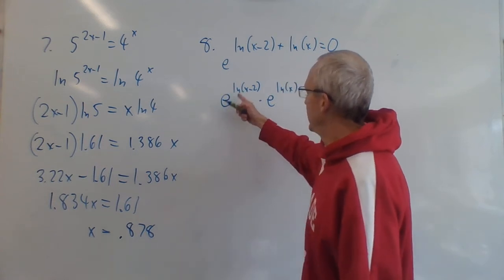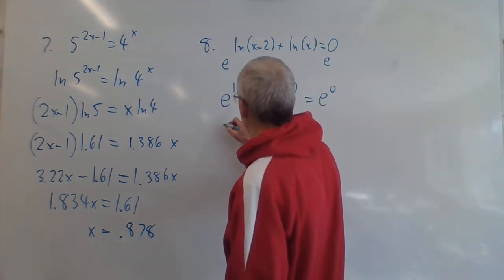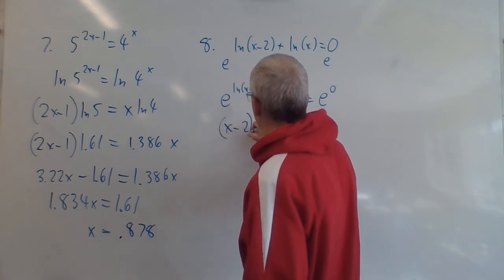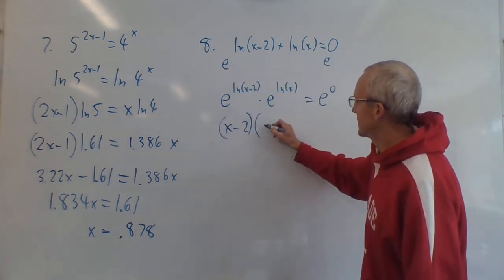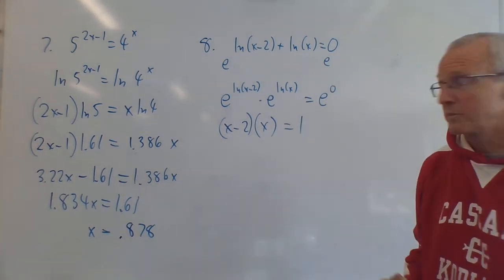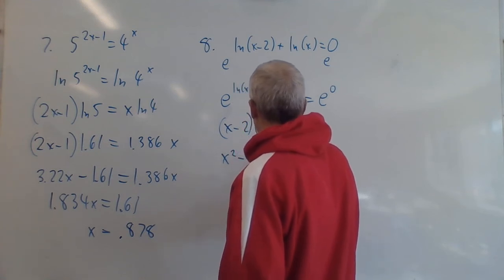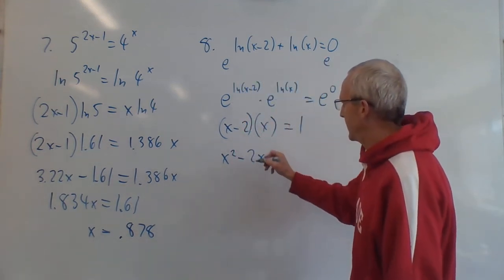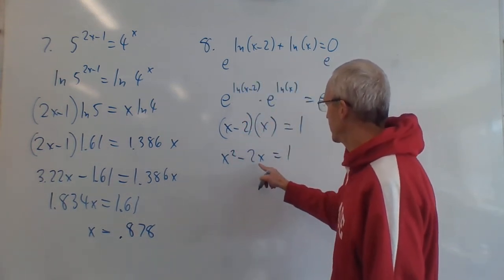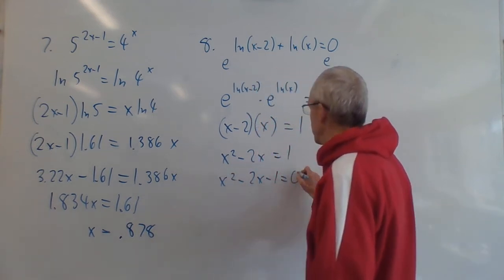Now here, the e and the ln's cancel. That's why we did this. So e to the ln's cancel, so I have x minus 2. And e to the ln's cancel, so that's just an x left, is equal to 1. And now it looks like a pretty easy problem, right? So that's, let's see, x squared minus 2x equals 1. Let's put the 1 over here. x squared minus 2x minus 1 is equal to 0.